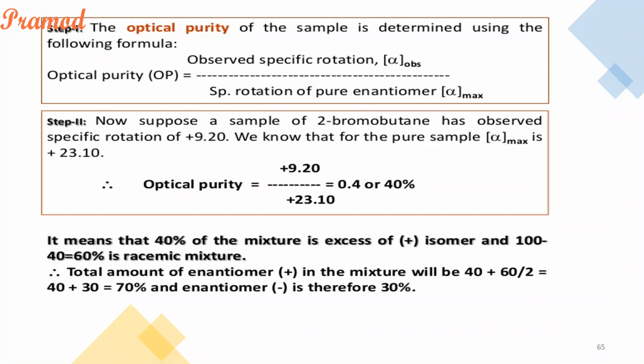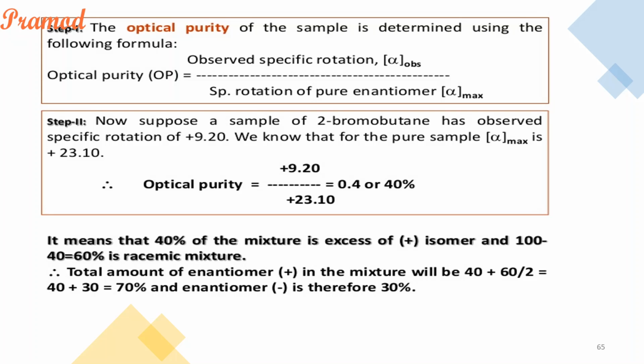So let us take one example. Optical purity or enantiomeric excess is the observed specific rotation divided by the specific rotation of the pure sample, and if you multiply it by 100, it will give your optical purity. For a sample of 2-bromo compound, the observed rotation was 9.20 and for the pure sample it was 23. So that is 0.4, and 0.4 times 100 is 40%.